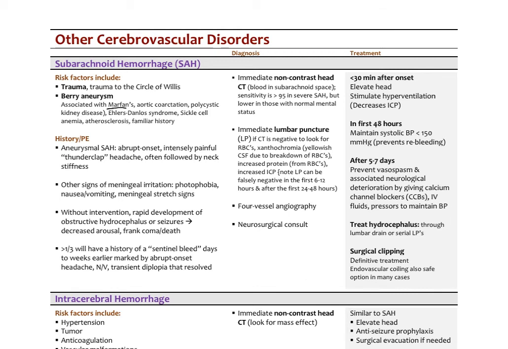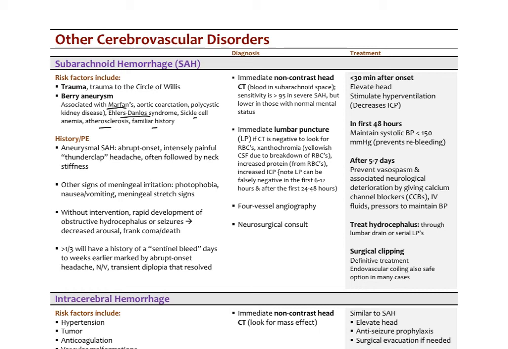Things like polycystic kidney disease, Ehlers-Danlos, which is another connective tissue issue, sickle cell anemia, having a history of atherosclerosis, or just a family history of this. And a lot of times it's just idiopathic. People just have a berry aneurysm. It's unknown where that came from.